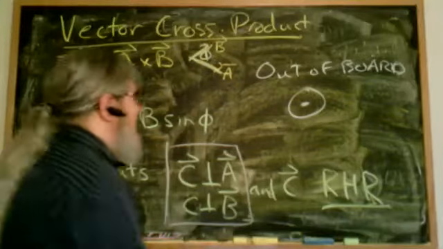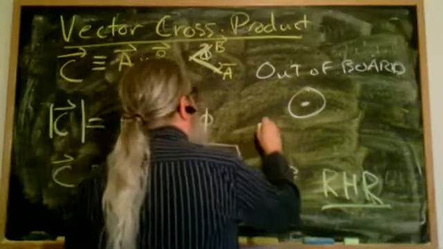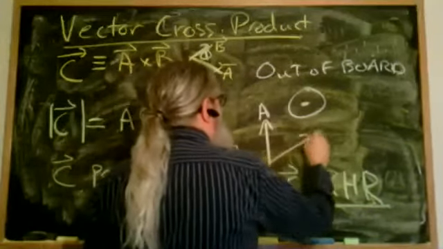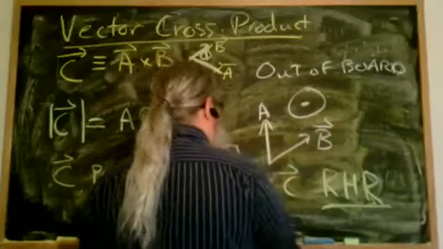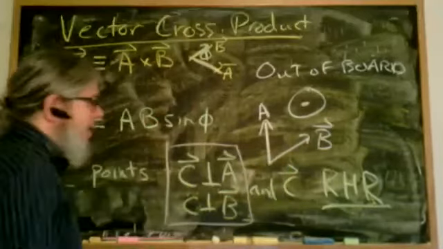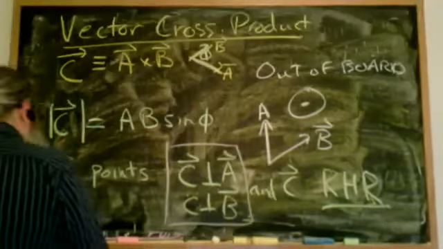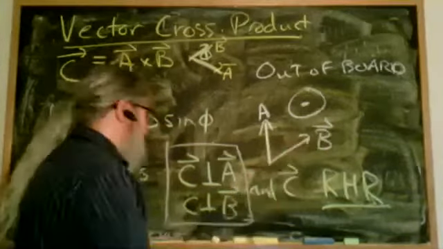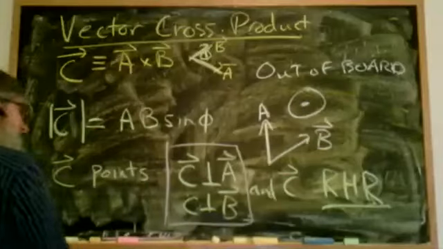What if I do it this way? Suppose I do A pointing up and B pointing in this direction. What's the cross product then? Which way does it point? Again, I've drawn them both in the plane, so it's either into the board or out of the board. One of those two choices.